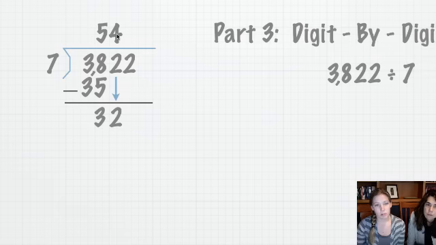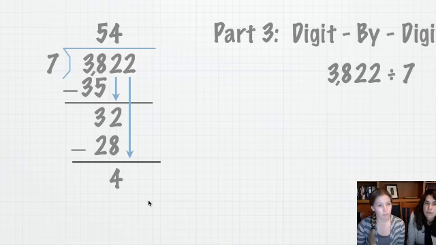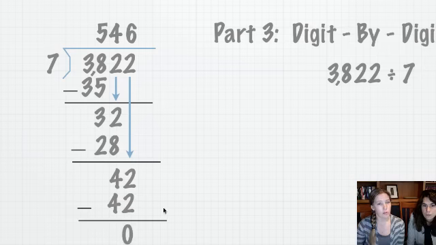Now I multiply. 7 times 4 is 28. Subtract, I get 4. Bring down my 2. I get 42. So how many times does 7 go into 42? Each time I bring one down, this is my new number that I'm dividing into. Okay, so 7 goes into 42 6 times. 7 times 6 is 42, so I have a remainder of 0. So again, you get the same thing.